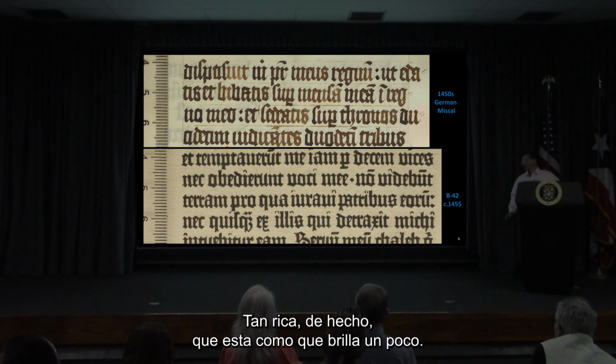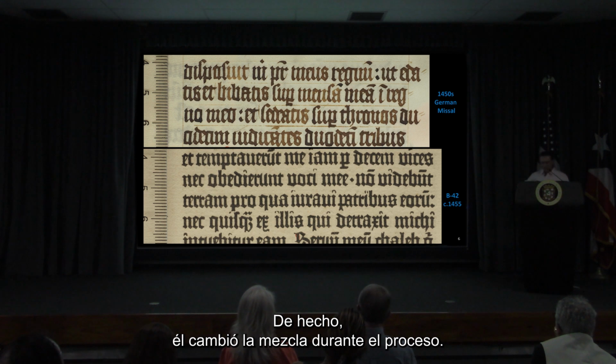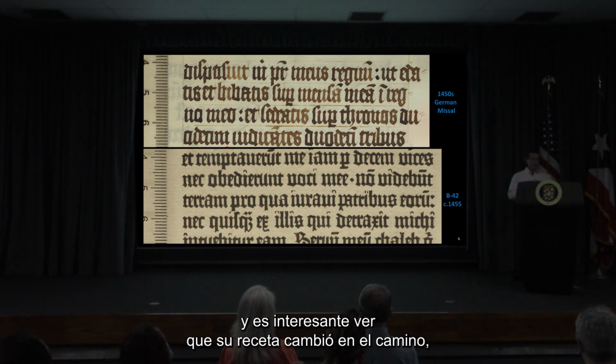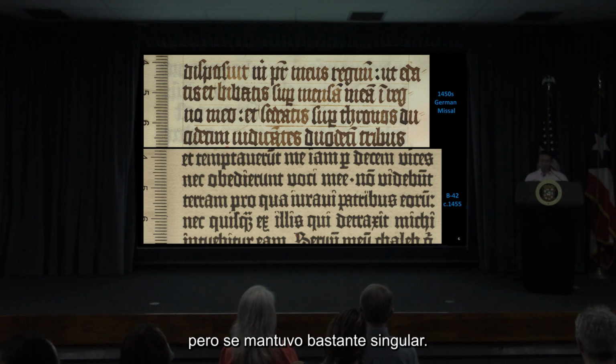Particularly, in fact, so rich this one kind of sparkles a little. He actually changed the mix along the way. Several labs have done work on the Gutenberg Bible. It's interesting to see that the recipe changed along the way, but it remained quite remarkable.